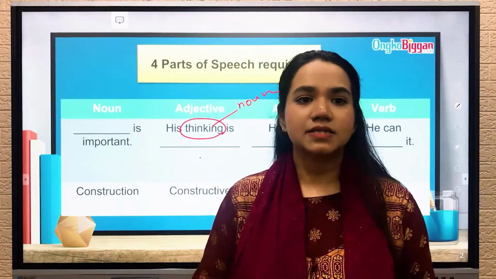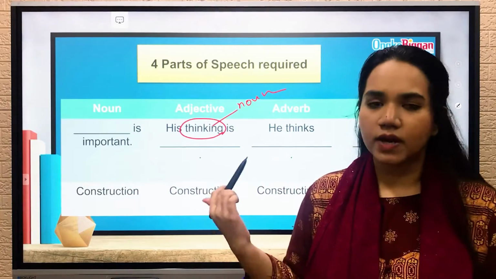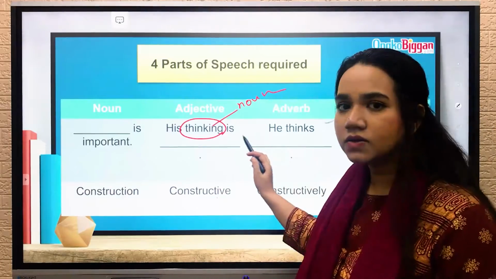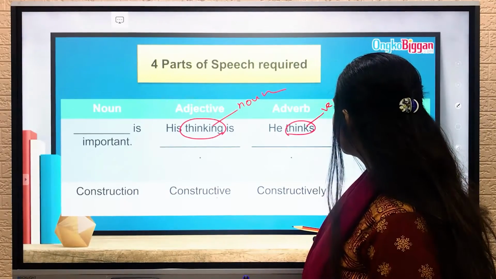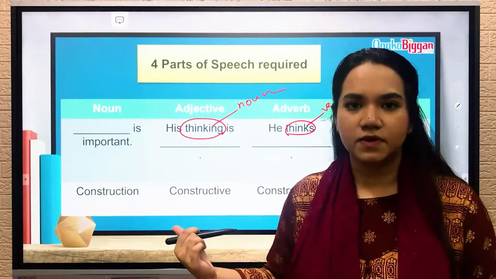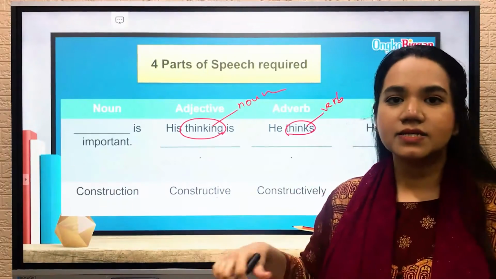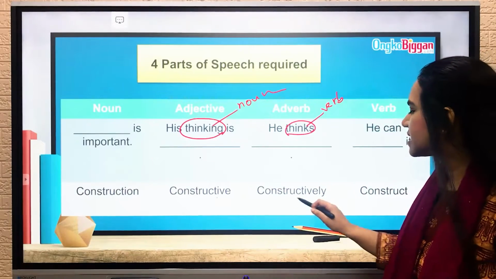Let's continue with this particular example where we see that he thinks dash. In this case, the noun here is he, or we can say this is the pronoun, right? In this case, he is the pronoun. The verb is thinks. And because this is the verb, right after this verb we need to put a word that is describing my verb, right? And any word that describes my verb is called an adverb. So we have to put constructively.